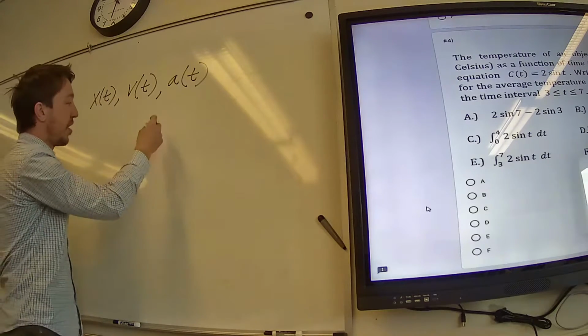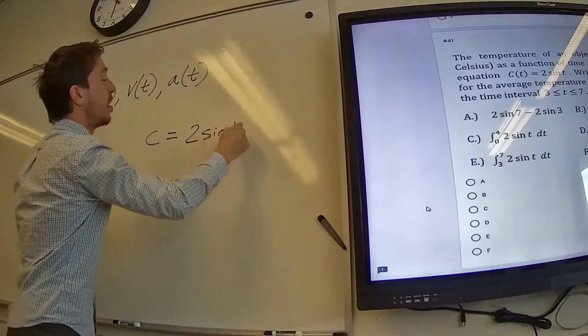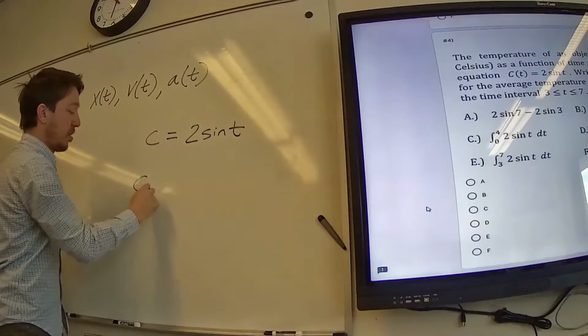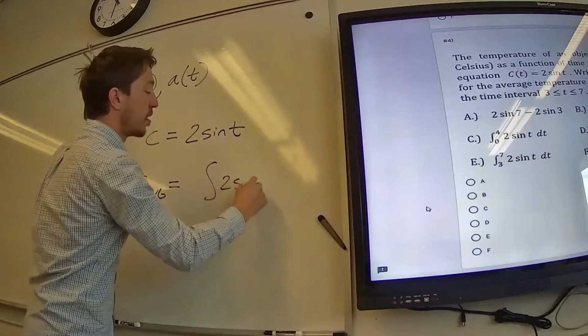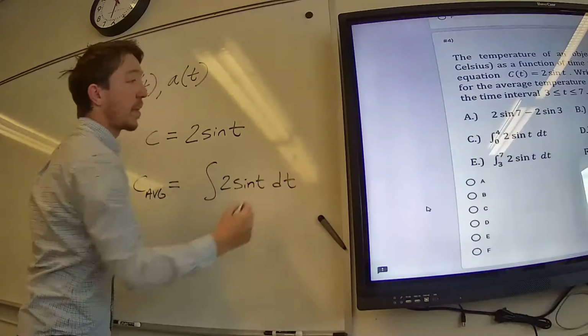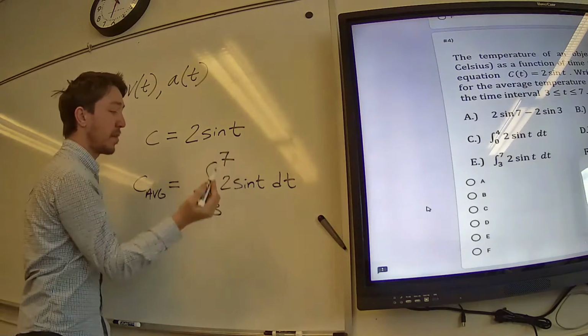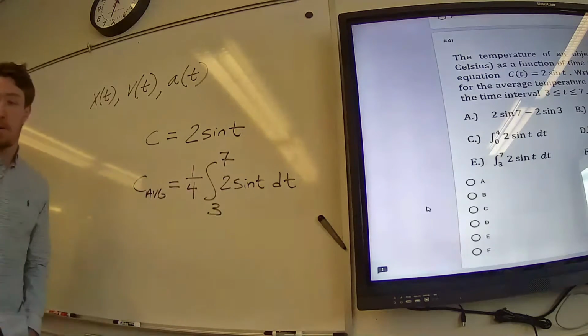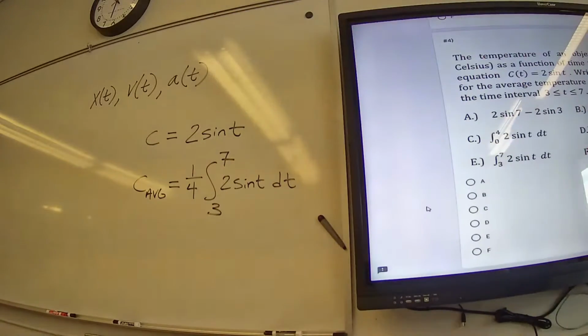Okay, so anyway, if your temperature function is 2 times the sine of t, then the average temperature would just be the integral of that function. So don't overthink it. Now it says between time 3 and time 7. So there's 3, there's 7. You've got to put a 1/4. You've got to divide by the width of the interval. So which one's the answer? F.